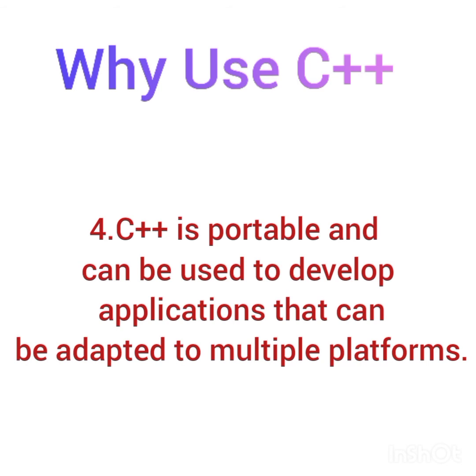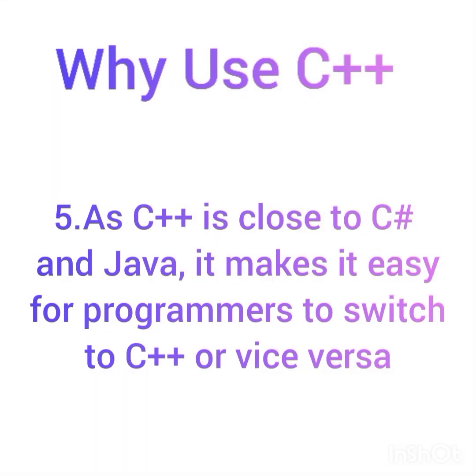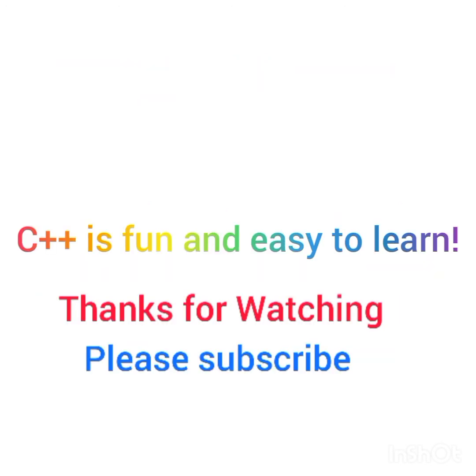Now, C++ is portable and can be used to develop applications that can be adapted to multiple platforms. Portable means your source code compiles without maintenance across one or more versions of the same compiler or different compilers or different platforms. Now, C++ is close to C and Java, so it makes it easy for programmers to switch to C++ or vice versa.